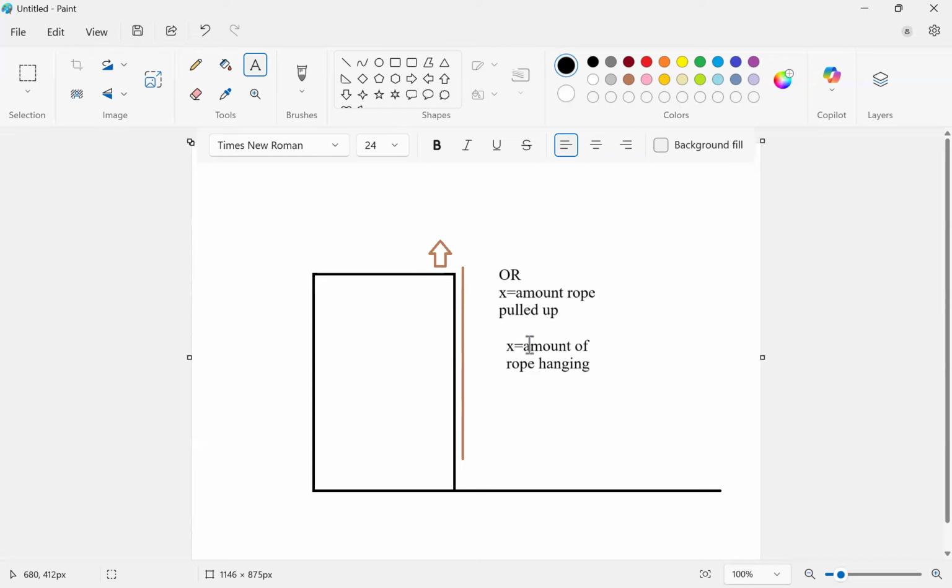On the other hand, if I use the other version, x being the amount of rope hanging, when I start, 100 is my x. And as I pull 20 up, then 80 would be hanging. So whichever way you want to do this is okay, but we are going to end up setting up our integration different ways depending on which x you choose. I think what I'll do is I will let x be the amount of rope that has been pulled up.